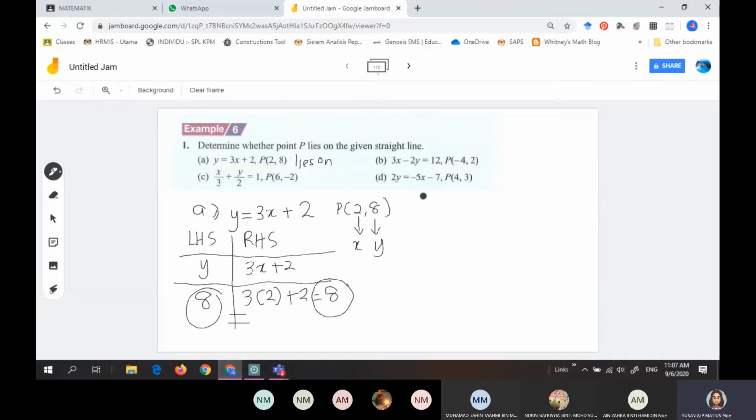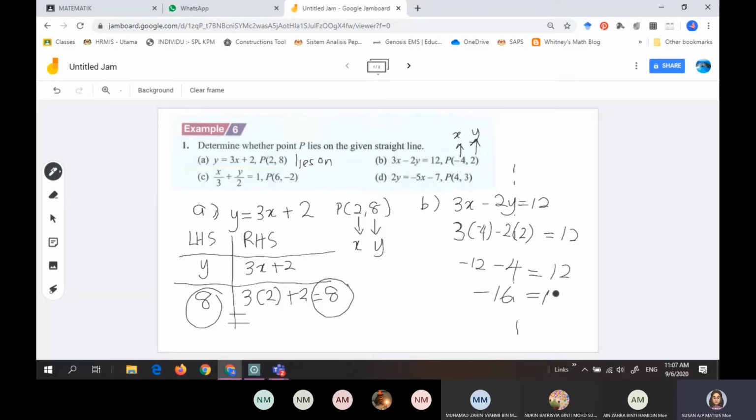Next one, question B. You have 3x minus 2y equals 12. This is the value of x and this is the value of y. Let's substitute the value into left hand and right hand. Sekarang kita buat secara visually. 3 times the value of x, negative 2, minus 2 times y, which is 2, equals 12. You get negative 12 minus 4, and on the right 12. So you get negative 16 here and 12 here. Is this the same? It is not the same. The left hand and the right hand are not equal.